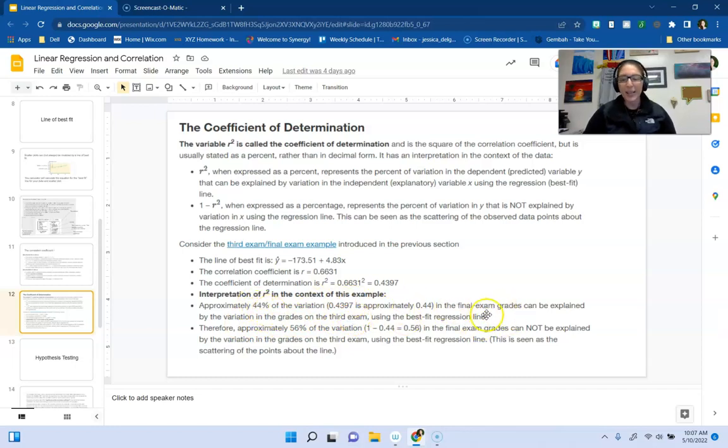44% of the data can be explained by the variation. Approximately 56%, notice these two add to 100. These will always be complements. That is the variation in the final exam grade that cannot be explained by the variation, okay? So R squared is the data that can be explained by the variation. 1 minus R squared is the amount of data that cannot be explained, okay? That's the coefficient of determination.